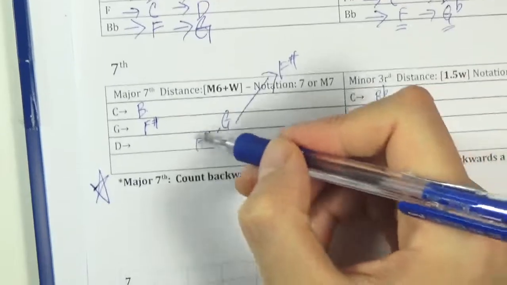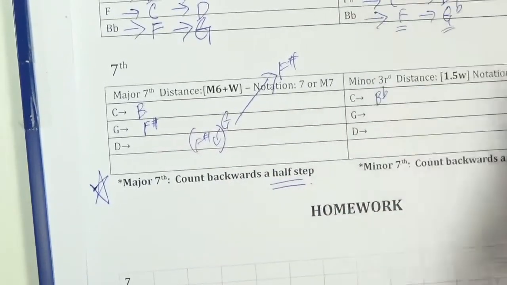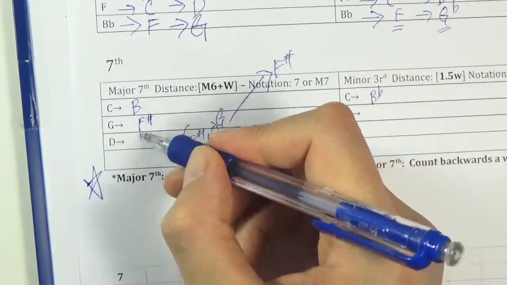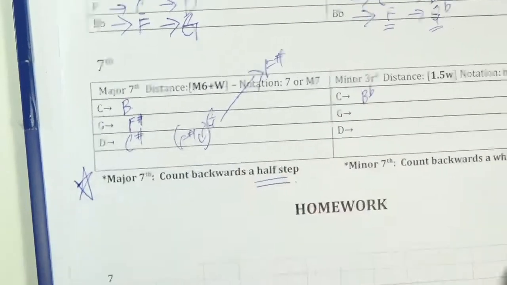All right. So it's a shortcut here, but you should know that we're actually going up. We're just bringing this note an octave higher. It should be C sharp. Okay. We're just going backwards a half step.